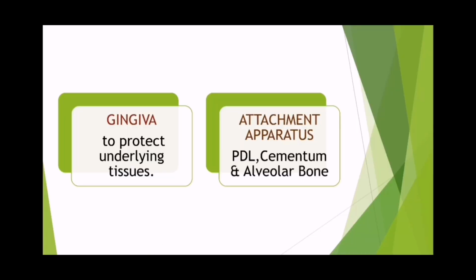Gingiva. What is the function of gingiva? Gingiva protects the underlying tissue, the attachment apparatus, PDL, cementum, and alveolar bone. We divide the periodontium into two parts: the gingival part and the attachment apparatus. The gingiva protects the underlying tissue, and the attachment apparatus has the PDL, cementum, and alveolar bone, which attach the tooth in the socket.